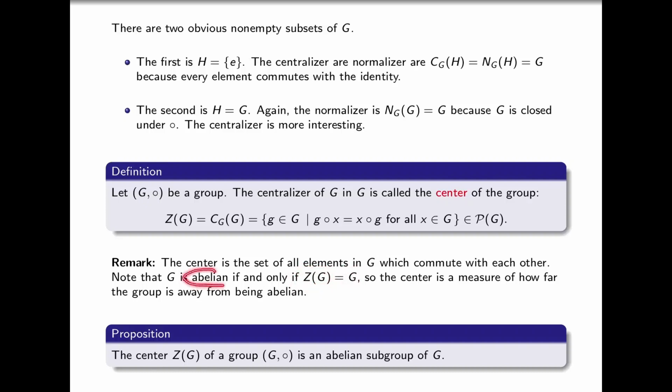That is, we have that the commutative property holds. Because if the centralizer of G is equal to G, then we are saying that all the elements in G commute with all the other elements x in G. And so as a proposition, we get that the center of G is an abelian subgroup of G.